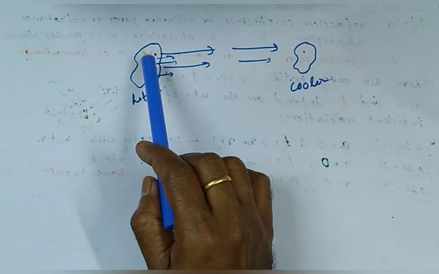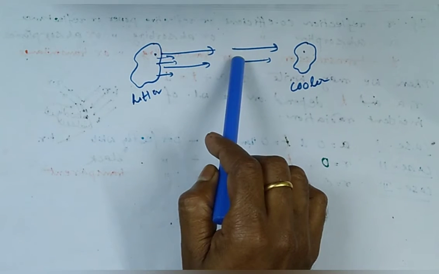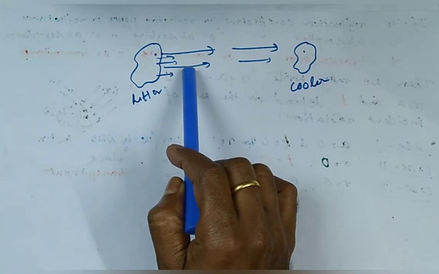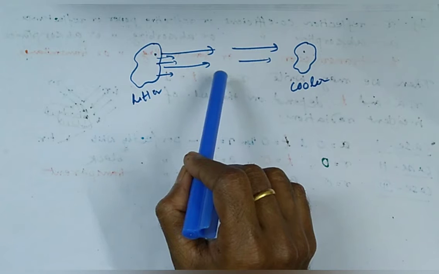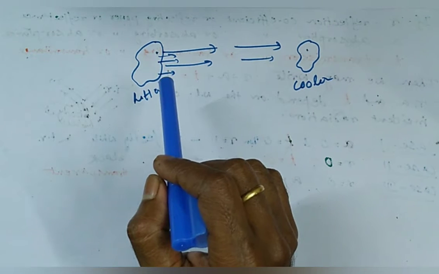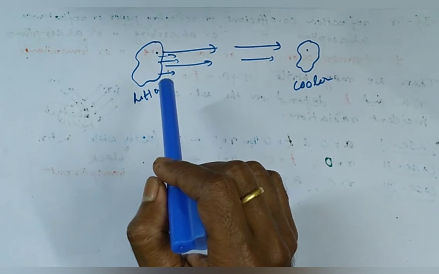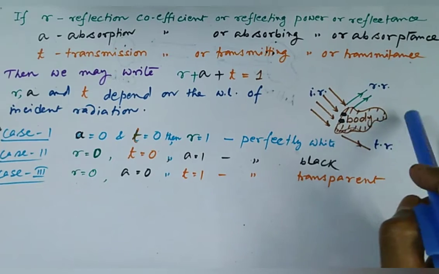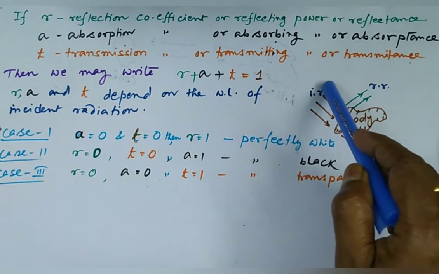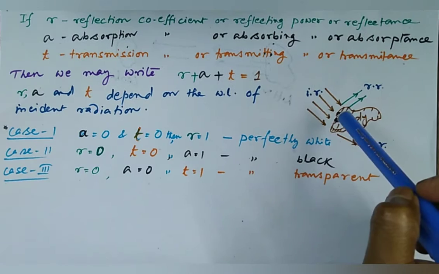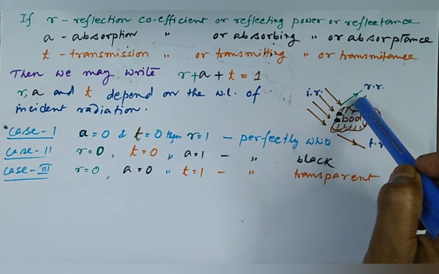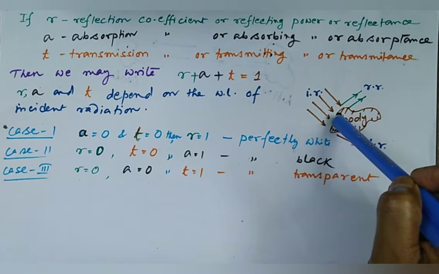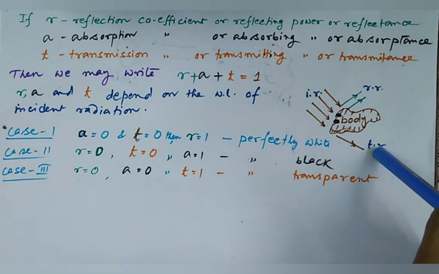The electromagnetic waves transfer this energy. That means the radiation energy is transmitted by electromagnetic waves. Now, there is a question: when a radiation falls on a body, what happens? Look at the diagram. This is a body and this is incident radiation. The incident radiation may partly be reflected, partly absorbed and partly transmitted.